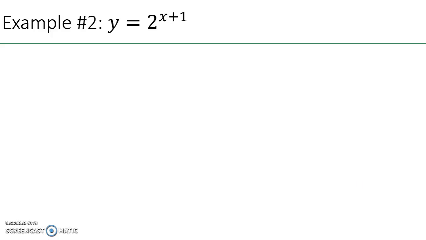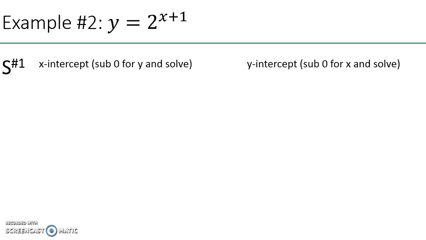Let's look at the next example. y equals 2 to the x plus 1 power. First step, we're going to find our x- and y-intercepts. X-intercept, substitute 0 for y and solve. So where my y is, we substitute in 0. So now we have 0 equals 2 to the x plus 1 power. So now we go log base 2 of 0 equals log base 2 of 2 to the x plus 1 power.